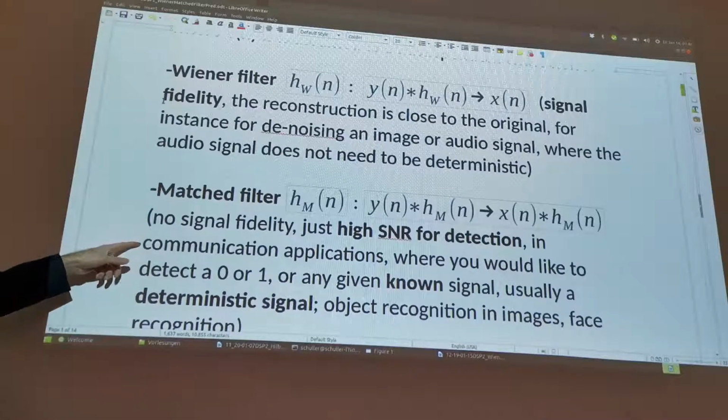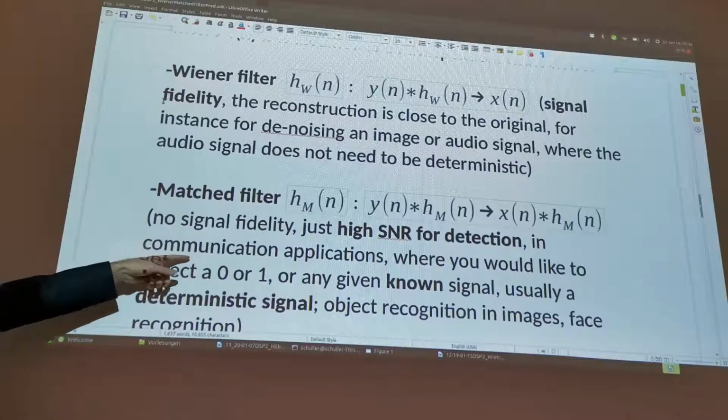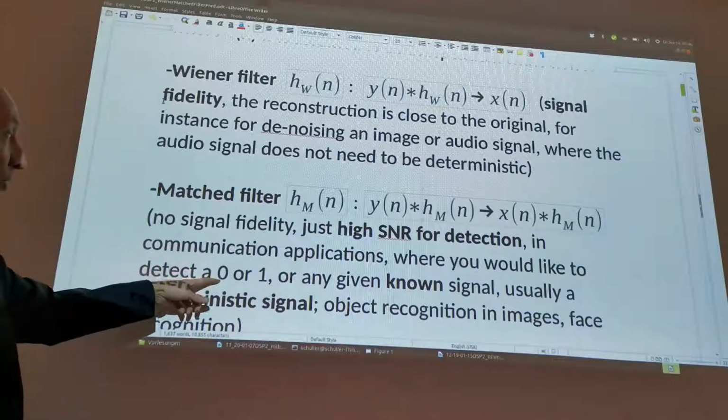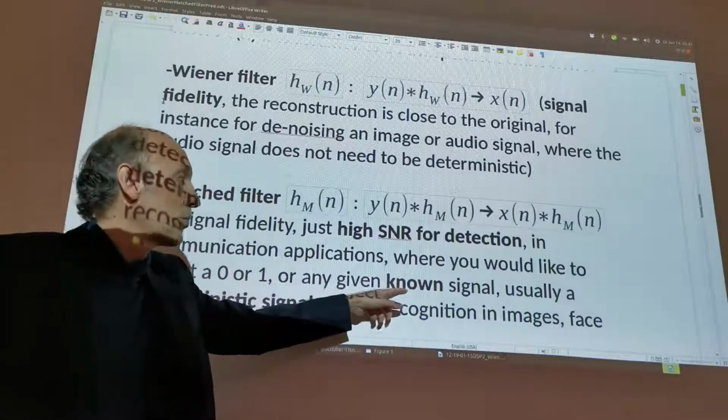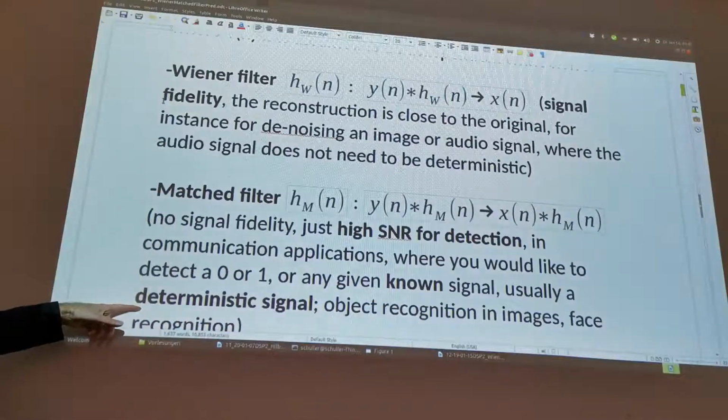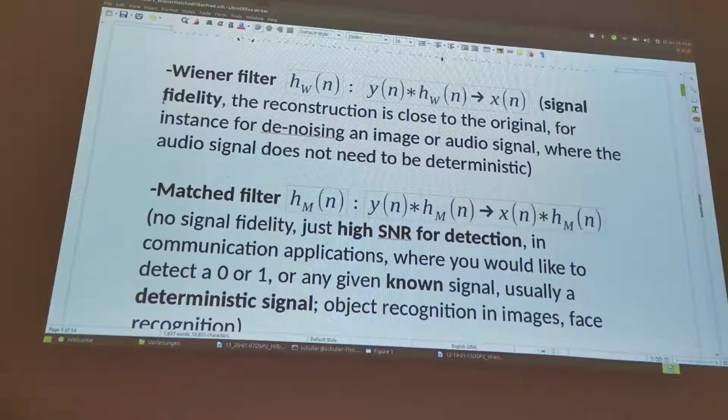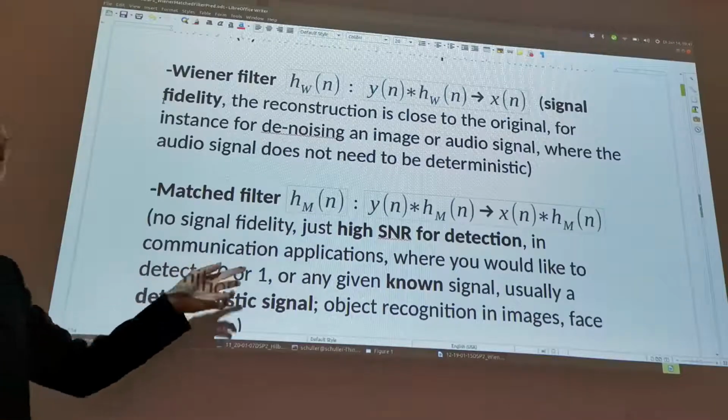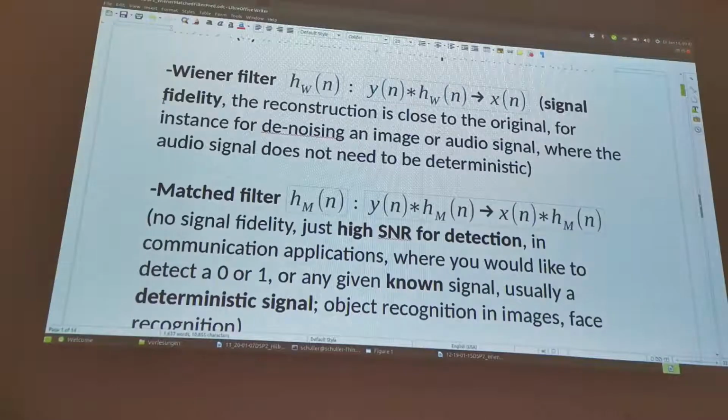Yeah, and this is important in communication applications, for instance, where you would like to detect a zero or one or any given known signal, usually a deterministic signal. Right? You want to detect something if something is there, like OFDM or CDMA. You have certain waveforms which represent, for instance, a zero or one, and you want to detect it in noise. Is there a zero, or is there a one, or is there nothing? Right. And this is what you can do with a matched filter.